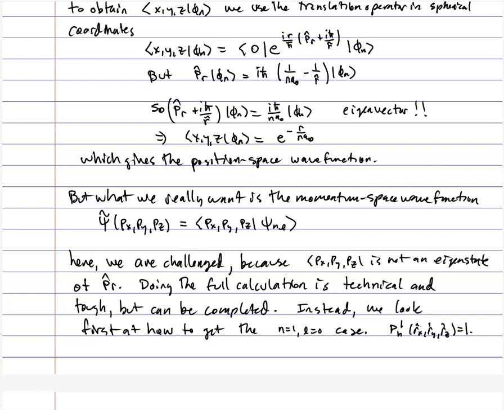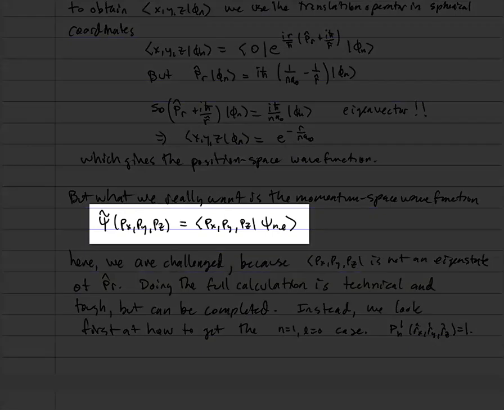It's a little bit different because this has different powers of r associated with it. So the derivation is closely related to this, but it's a little bit different. All right, but as I told you at the beginning of the lecture, what we really wanted to do is calculate the momentum space wave function. So we want to look at the overlap with a px, py, pz.